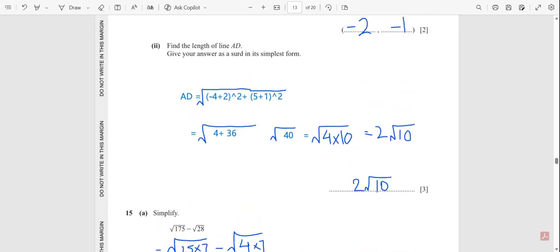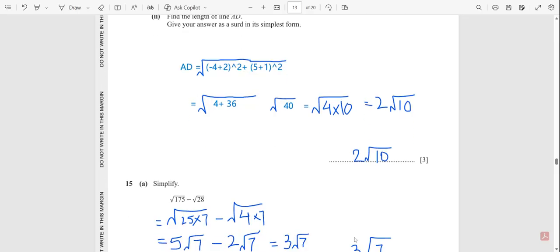Find the length of the line AD. We have the coordinates of the points A and D. Give your answer as a surd in its simplest form. AD is the square root of (-4 plus 2) whole squared plus (5 plus 1) whole squared. 4 plus 36 is root 40. Root 40 can be written as root of 4 into 10. So it is equal to 2 root 10. So the answer is 2 root 10.